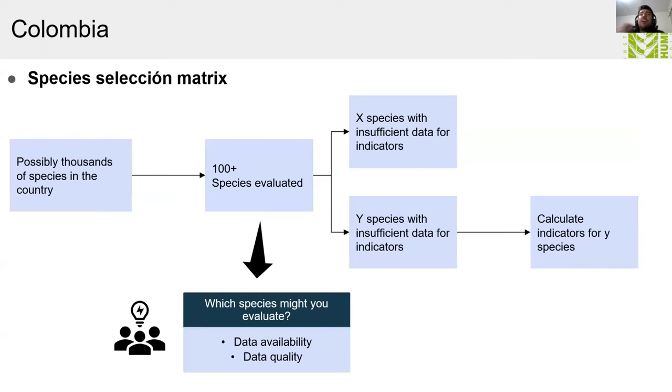We have a species selection matrix to evaluate these indicators. And for the selection of species that we evaluate, we follow the same framework developed by our colleagues. So from a list of 1,000 possible species, we should select those with better population information. And this means that we must choose species with high quality population data.